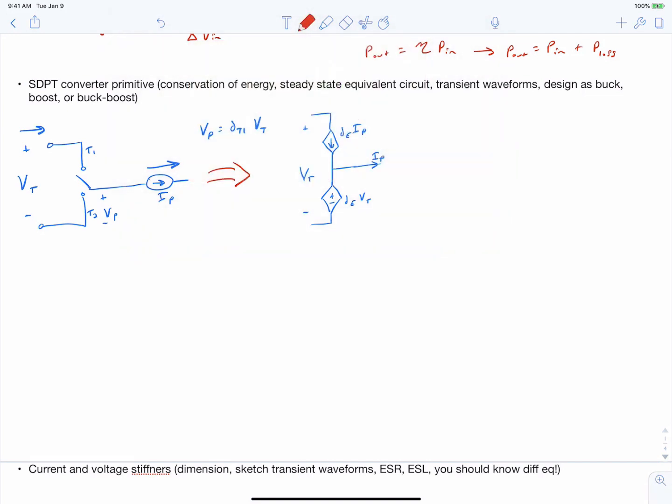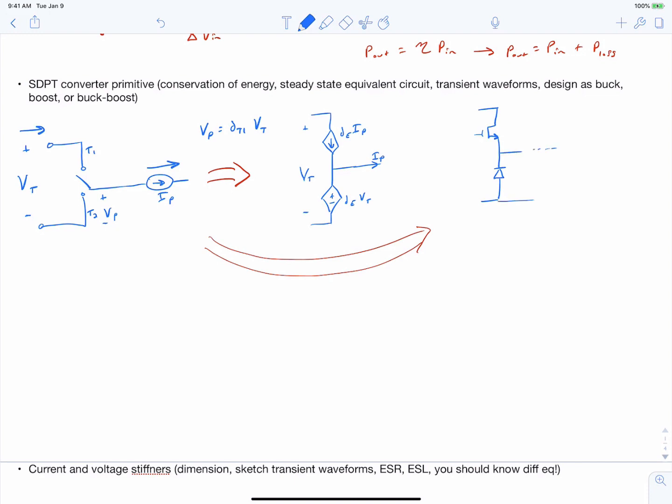We've also talked about how you can implement this circuit as actual semiconductors. So you should be comfortable with how you go from the single pole double throw converter primitive to the semiconductor realization. We define this in terms of the direction of the pole current and the polarity of the throw voltage. So when we know the direction of our pole current and the polarity of our throw voltage, we can then sketch the semiconductor realization. So I'm going to sketch this now for a positive pole current and a positive throw voltage.